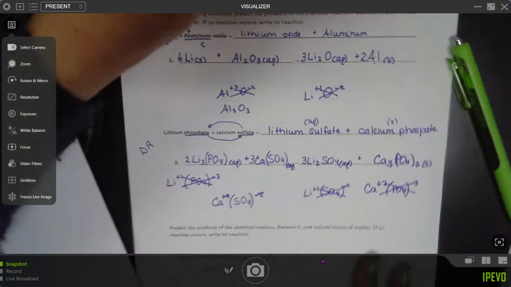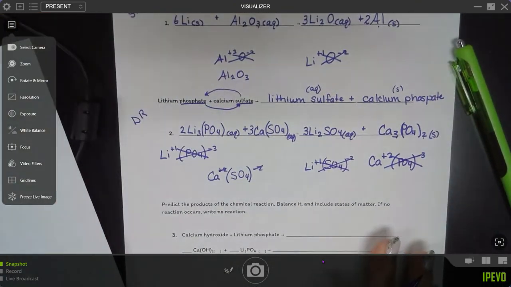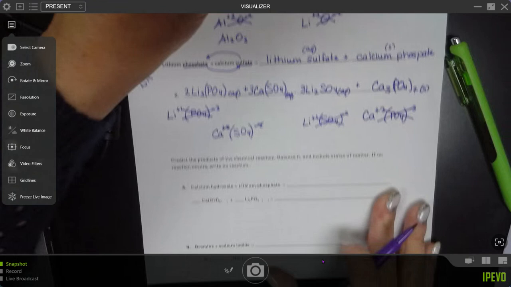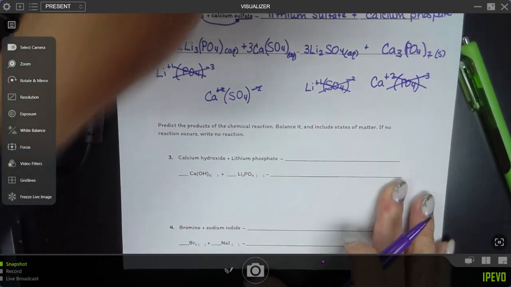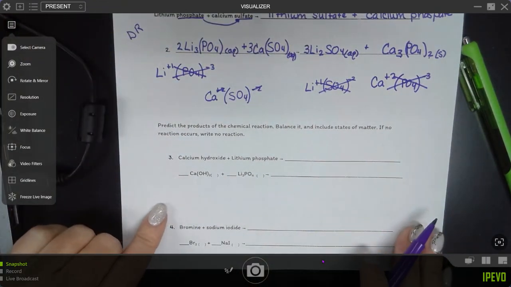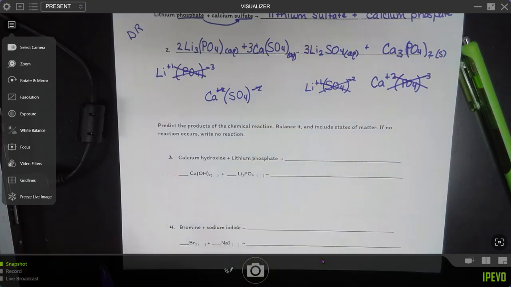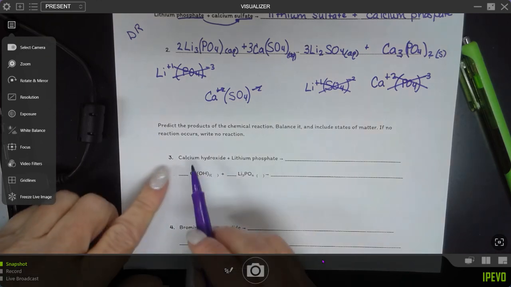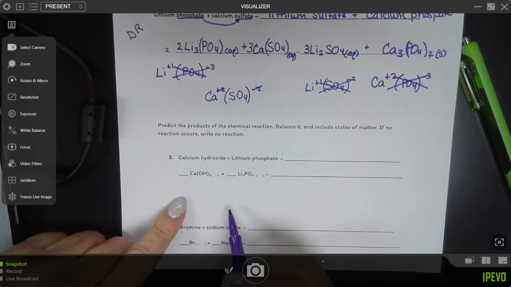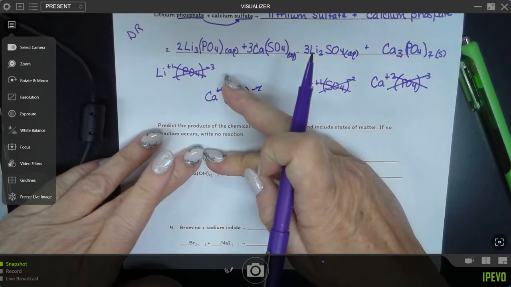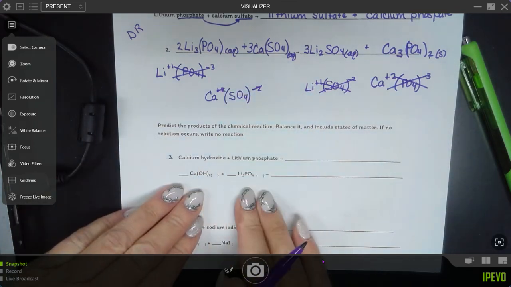All right, now you are going to see on the test some of these equations that don't have the words. Okay, I put the words in, but you can still do this without the words. It's a little trickier, but you can figure it out. So here we have calcium hydroxide and lithium phosphate, and we're going to skip that word equation. We're just going to do the chemical equation.